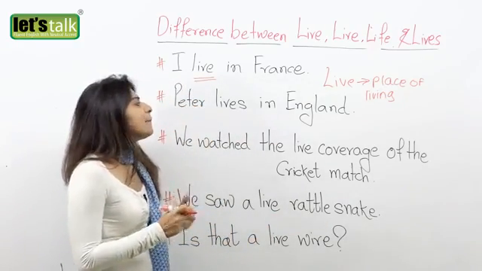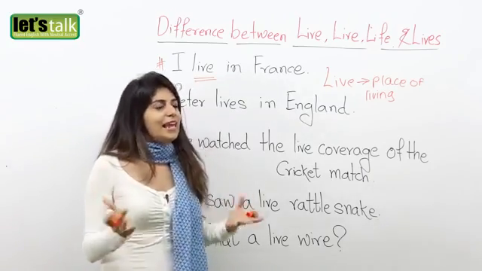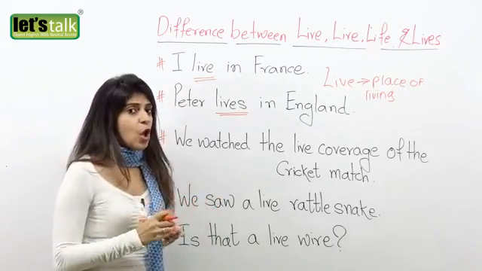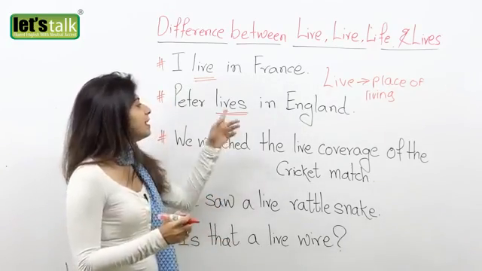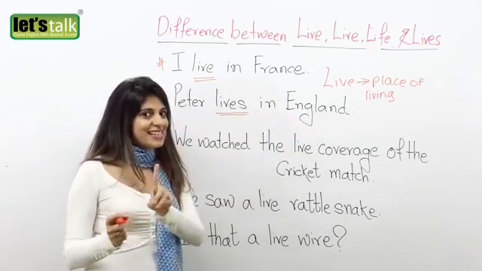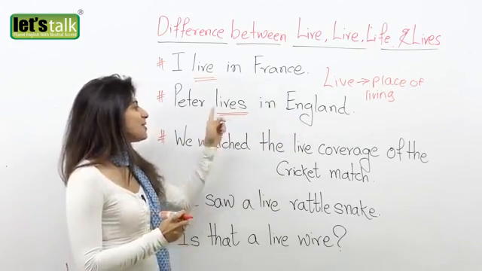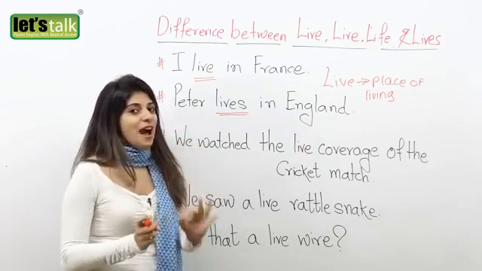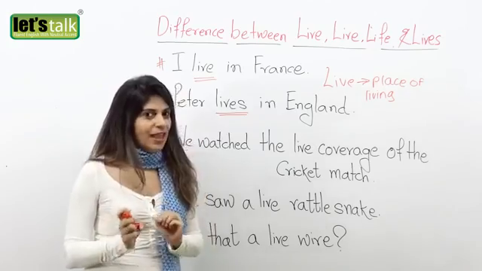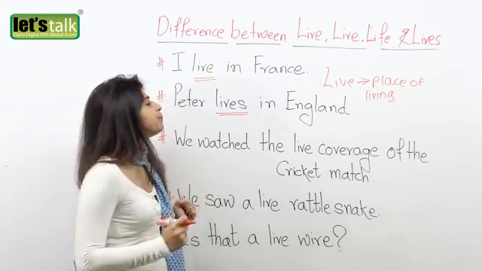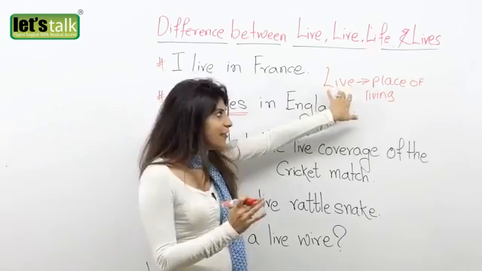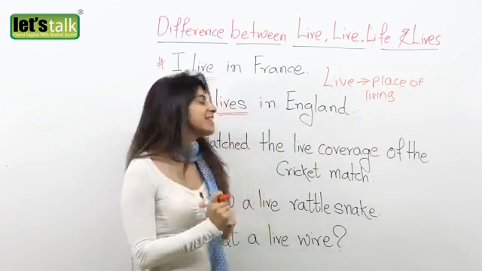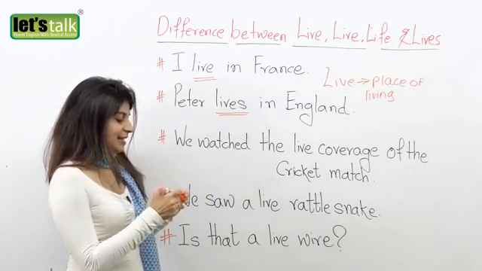Another one here is Peter lives in England. So again, I am talking about Peter, whose place of living is England. And that's exactly the reason why I have used the word L-I-V-E-S, which is pronounced as lives. Okay? So hope you got this clear. So again, the word live: place of living, right?